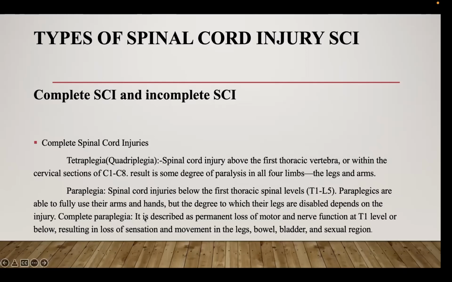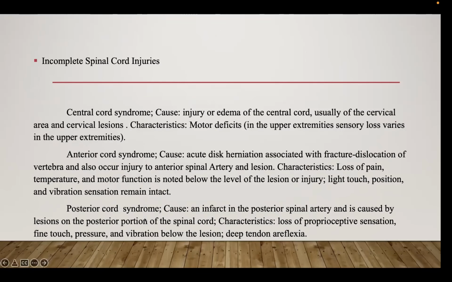Moving on. Whereas incomplete describes central cord syndrome. It causes injury such as, for instance, edema of the central cord. Its characteristics are motor deficits, which are greater in the upper extremities, with sensory loss and variations in the upper extremities.